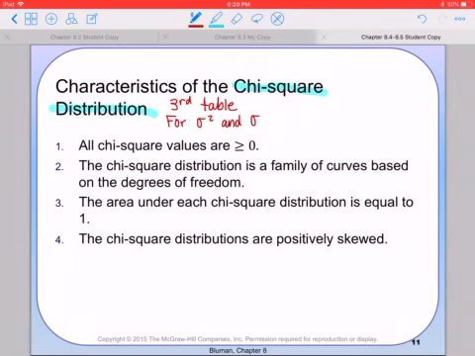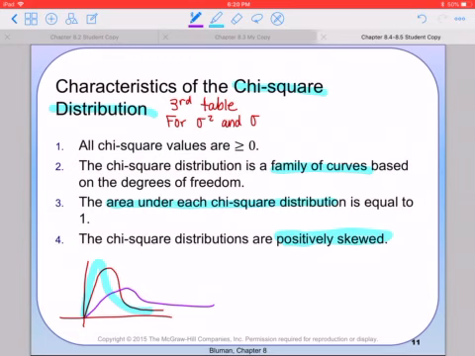Okay, so if you remember, all the chi-squared values are greater than or equal to 0. They looked skewed to the right, positively skewed, like Squeaky's tail, who's sitting right next to me. And it's a family of different curves. And you've got to remember too that the area under each curve is 1. So we have a family of curves here. So here's another one.